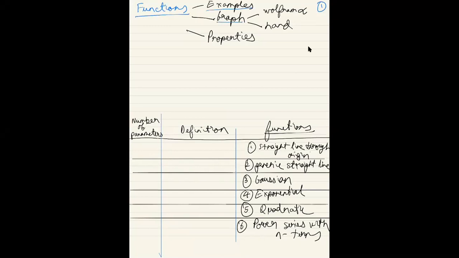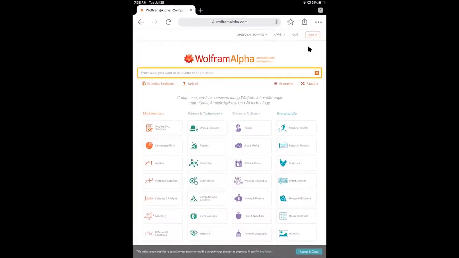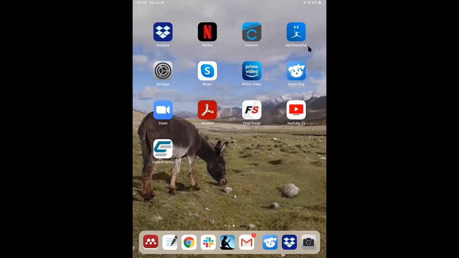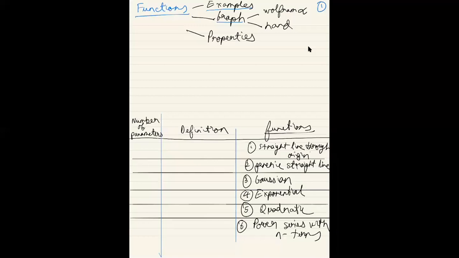You can graph them using Wolfram Alpha, which is simply going to any browser of your choice, typing in Wolfram Alpha and plotting in what you want to calculate or know about. We are not going to get into that discussion. What we will be talking about here is how to plot functions by hand, which is a very useful trick. And as you will see, it also gives you intuition into a given problem. And thirdly, we are going to look at some generic properties of functions.